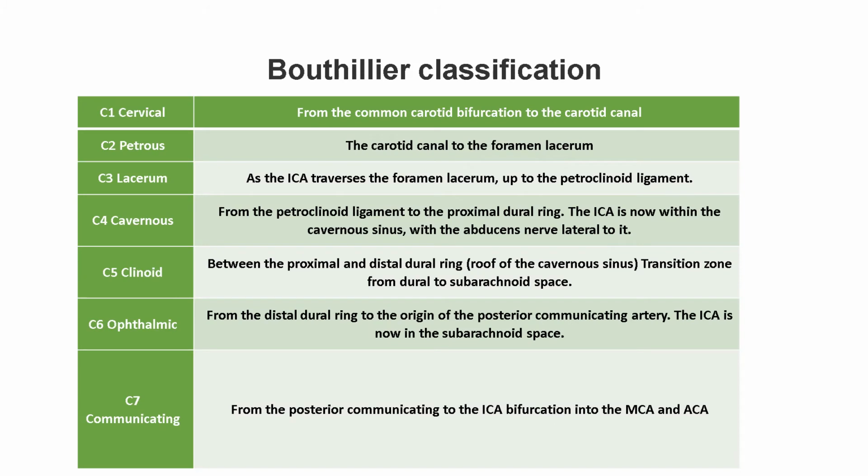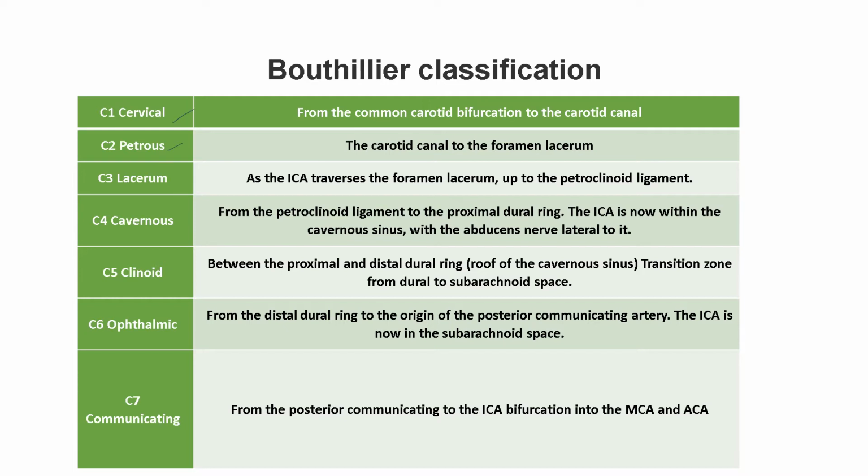So next we have another classification for the internal carotid artery, and that is divided into seven segments. These seven segments are known as the Bacillar classification. The Bacillar classification is relevant in case of the angiography of the internal carotid artery. These seven segments are named C1, that is the cervical part.